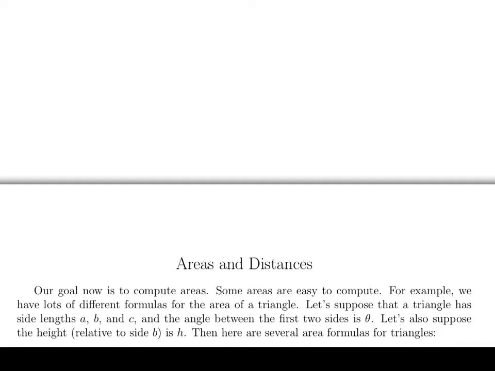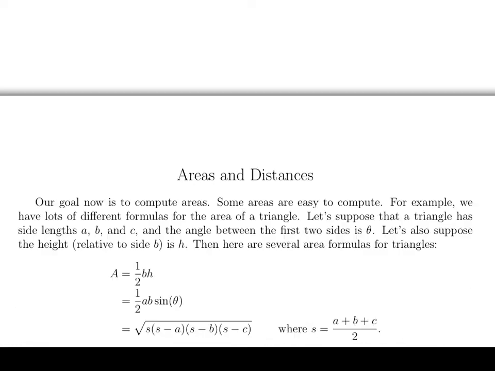For instance, if you have a triangle of side lengths A, B, and C, and an angle theta between side lengths A and B, and then you have a height relative to side B as h, then there's a whole bunch of different formulas for the area of a triangle. Here, let's look at them. You've got 1/2 base times height. That's sort of the usual formula for the area of a triangle. You got 1/2 AB sine theta. That's actually a pretty common one.